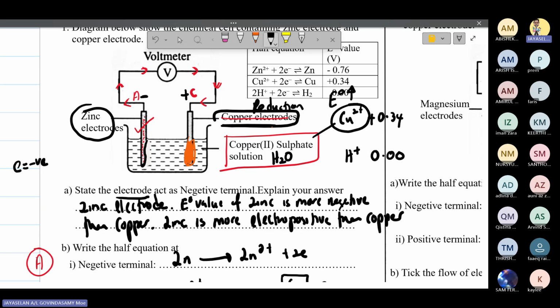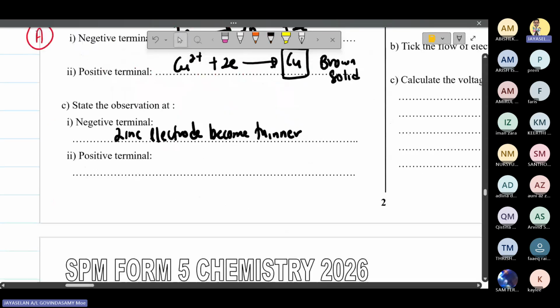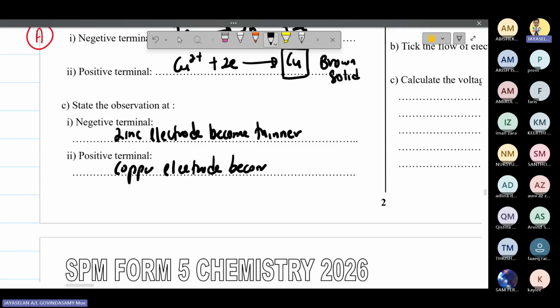Any question? No question, eh? So here you put what? Copper electrode become thicker. Any question? So this is basically a simple Voltaic cell. No question, eh? Ada yang senyum apa ni?